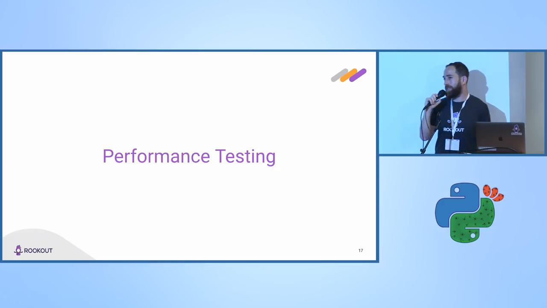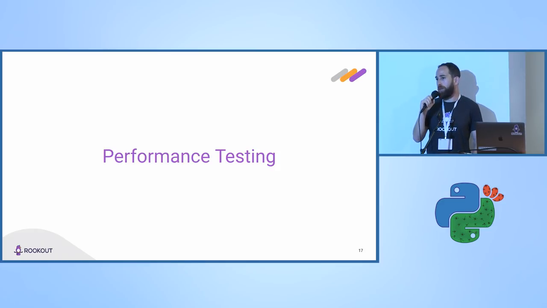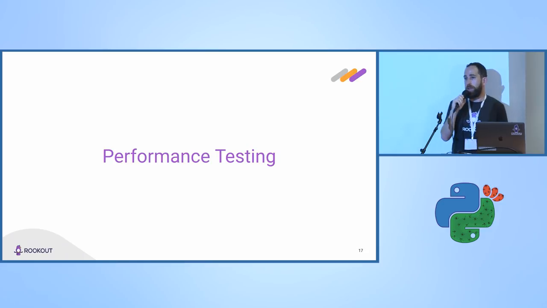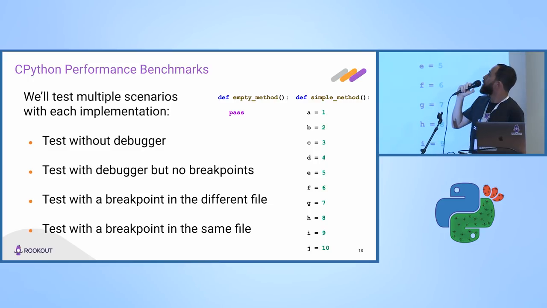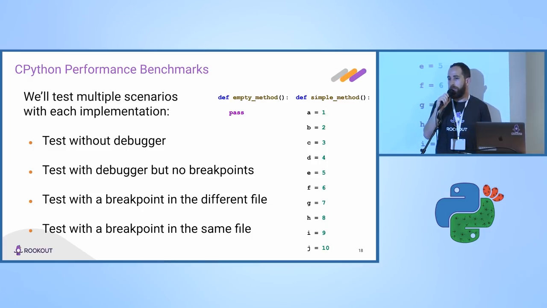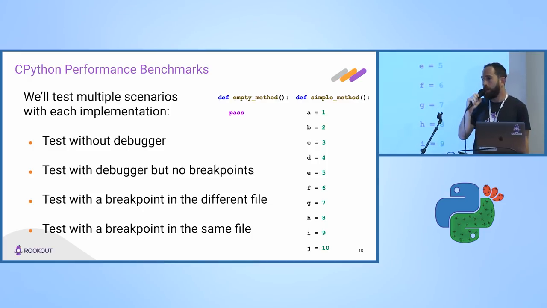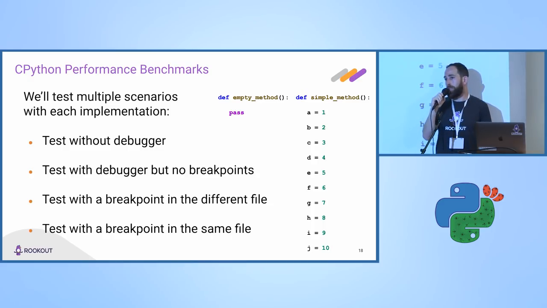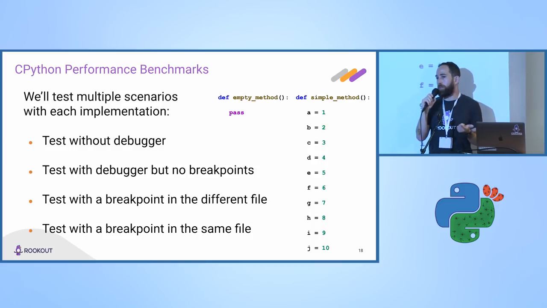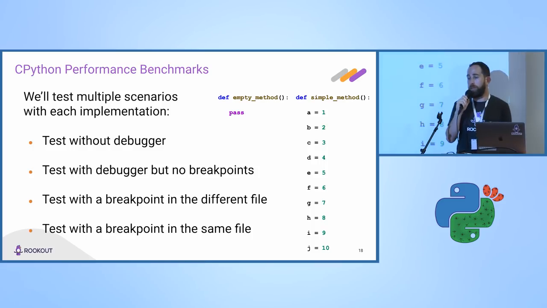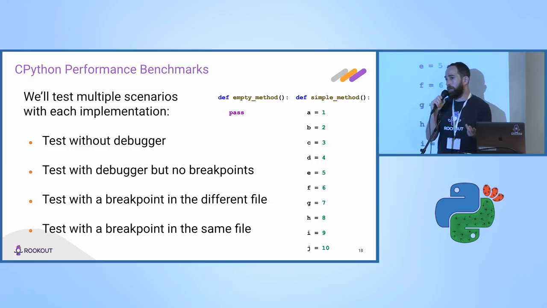But performance, that's a big issue. I mean, if we are aiming to have our debugger work in production scenarios, then we care a lot about what the performance impact of it is going to be. So at Rookout, we went ahead and tested that naive implementation. We created two test methods, an empty method, which is just pass, and a simple method, which has 10 assignment statements. And we ran each of those functions 16 million times in a loop in four scenarios: without a debugger as a benchmark for how fast Python is, with a debugger but without setting any breakpoints, with a breakpoint in a different file, and with a breakpoint in the same file.